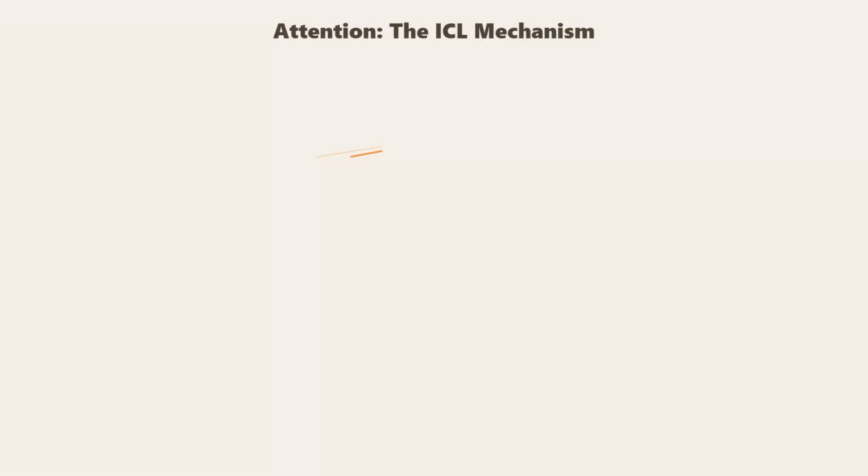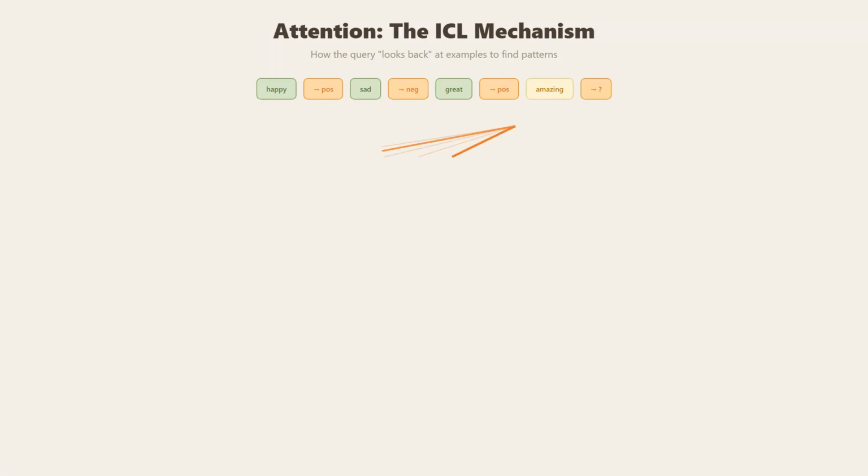Now let's understand the mechanism that enables in-context learning, the attention mechanism. Think of attention as a spotlight that searches through the context to find relevant information. Here's how it works in practice. We have a sequence of tokens. Happy maps to positive, sad maps to negative, great maps to positive, and then our query, amazing, maps to question mark.